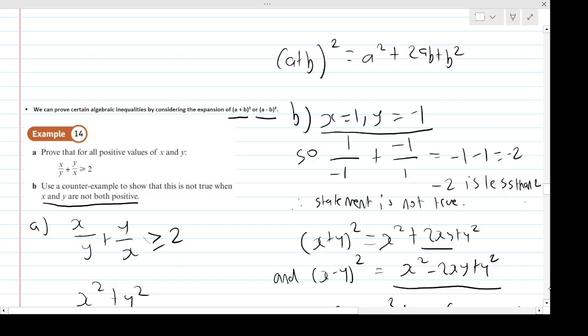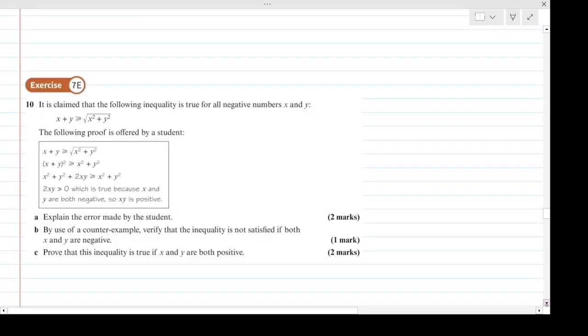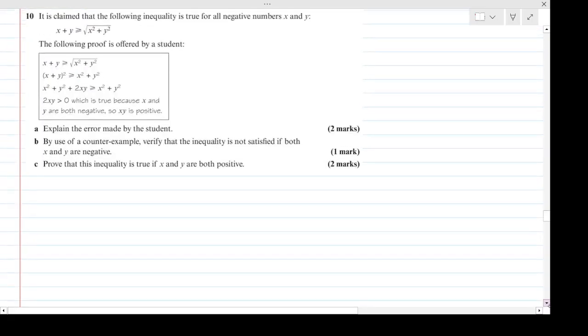So yeah, okay. Let's have a look at another example here. It is claimed that the following inequality is true for all negative numbers x and y. So they want to prove this. x plus y is greater than or equal to root of x squared plus y squared. And we get given this proof, and it wants us to first explain the error made by the student. So let's have a look.